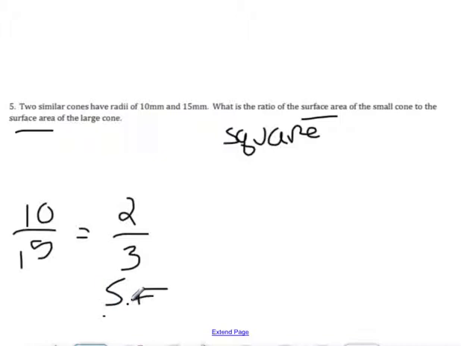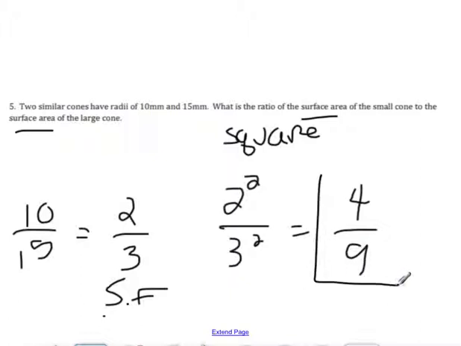Now, to get the scale factor of the surface area, we need to square both of those. So 2 squared is 4, and 3 squared is 9. So the scale factor of the surface areas is 4/9.